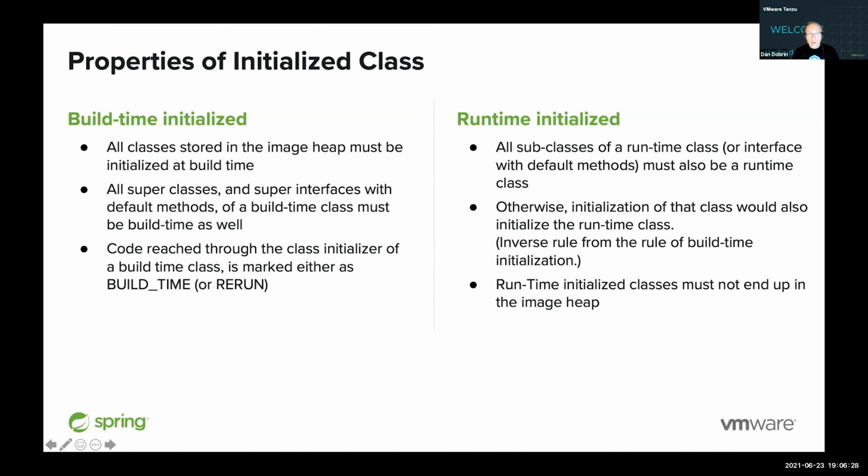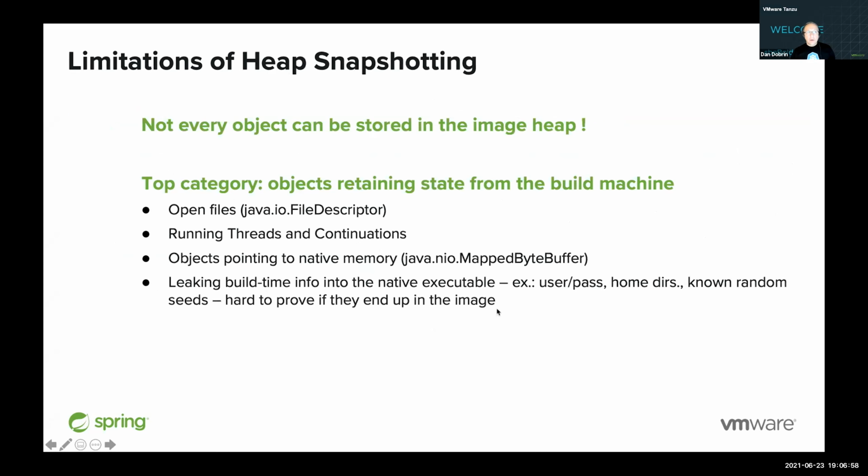The other side of the coin is runtime initialization. Now, all subclasses of a runtime initialized class must also be a runtime class. Otherwise, the initialization of that class would also initialize the runtime classes and things would trip up. So runtime initialized classes cannot and must not end up in the image heap. Now, as we have this clear understanding, we have to see that there are some limitations of heap snapshotting.